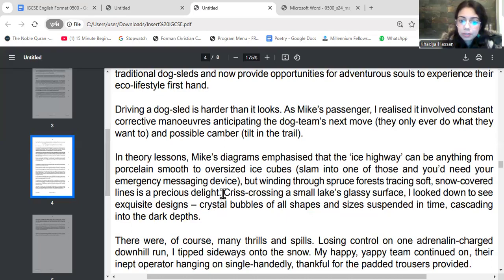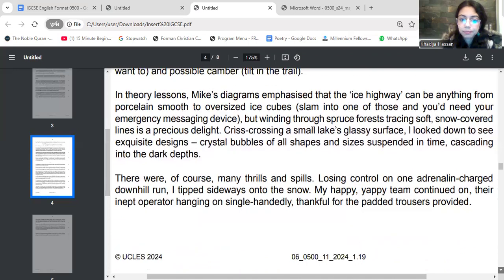And then she kind of explains that as she was crisscrossing, when she was on the dog sled across a small lake's glassy surface, she could see the exquisite designs of the ice, right? Of all shapes and sizes, suspended in time, cascading into the dark depths.